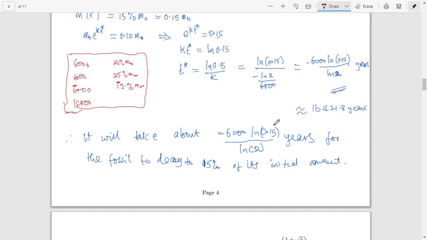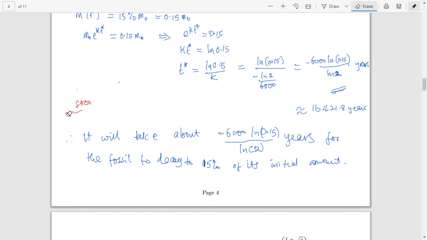So you see that the value we got, which is 16,000 something, is actually very accurate conceptually if you think about this in terms of half-life. I just wanted to make this comment here. It's not really necessary, so we'll move on. Okay, now let's go ahead.